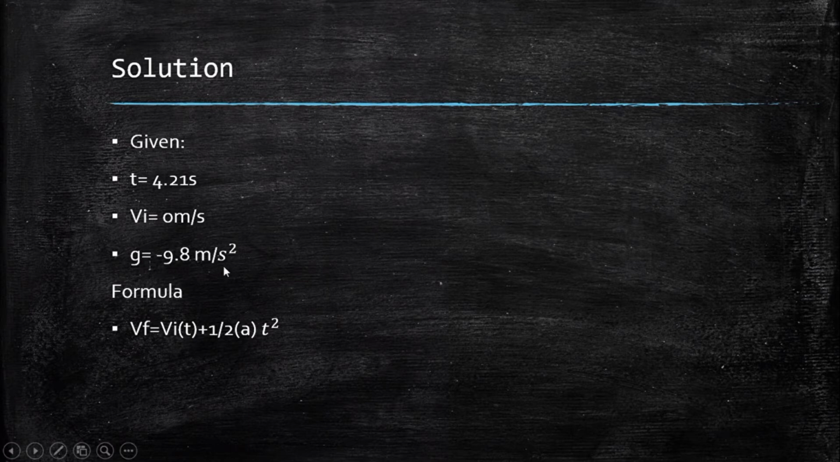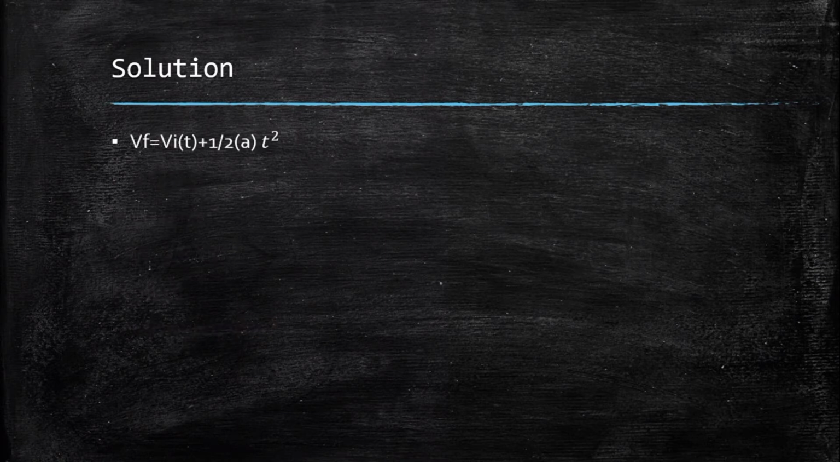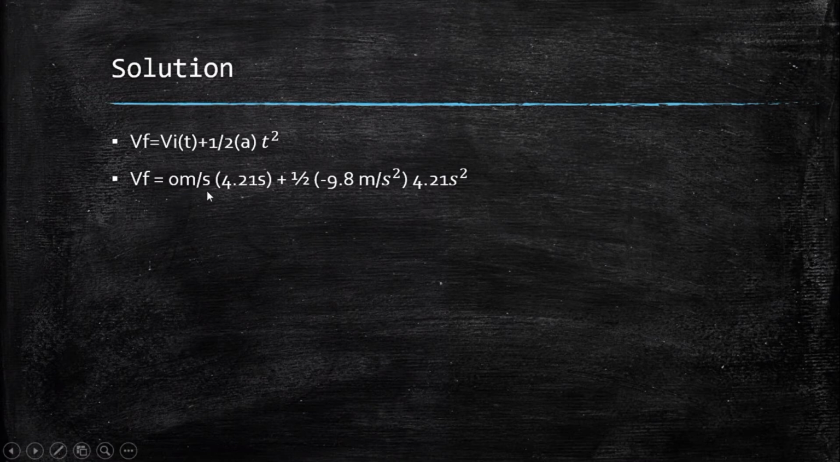So, present siya. And then, yung formula natin ay final velocity is equal to initial velocity multiplied by time plus 1/2 multiplied by acceleration multiplied by time squared. First is, isa-substitute natin ang mga given. Yan. And then, itong 0 meter per second squared and 4.21 seconds ay cancel na kasi 0 to. So, ito lang isi-solve natin.